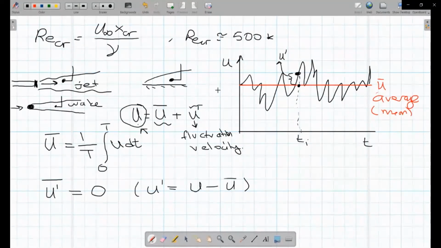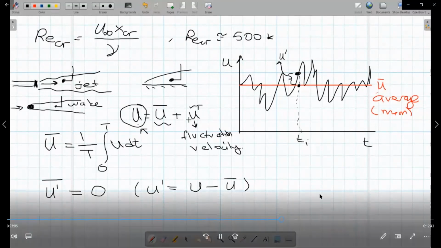Instead of dealing with the actual instantaneous velocity, we have to deal with the statistical average velocity. You have to understand what the results of these fluctuations are on our flow field in terms of boundary layers. So let me open up a new page.